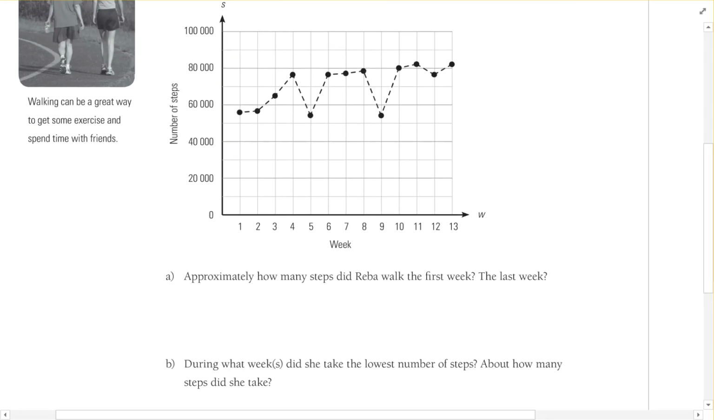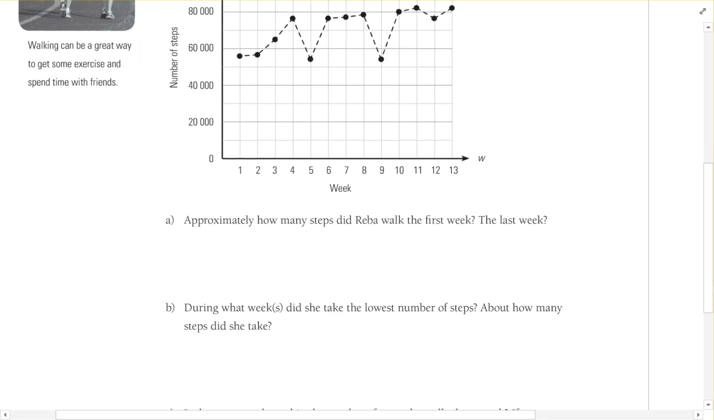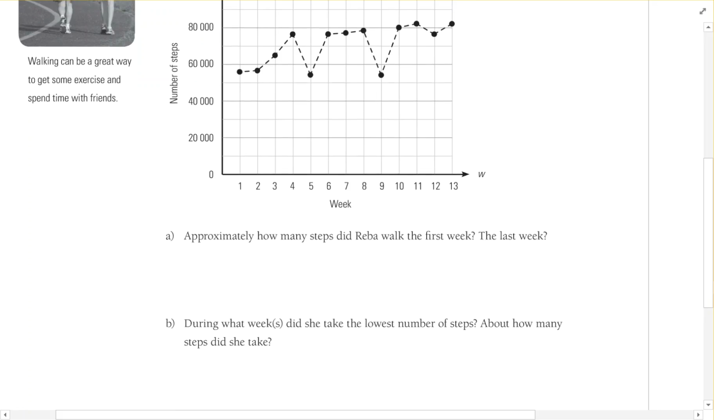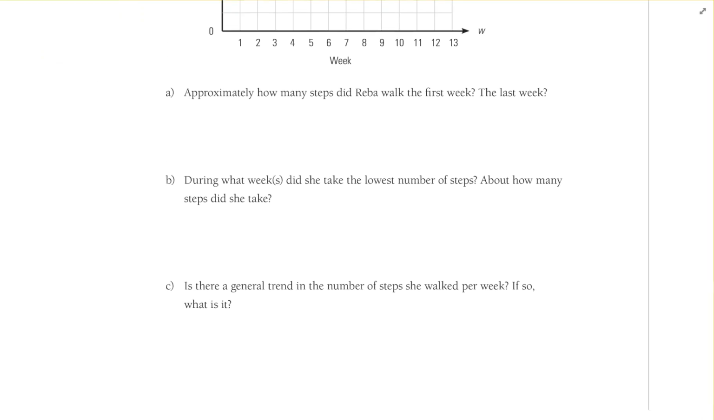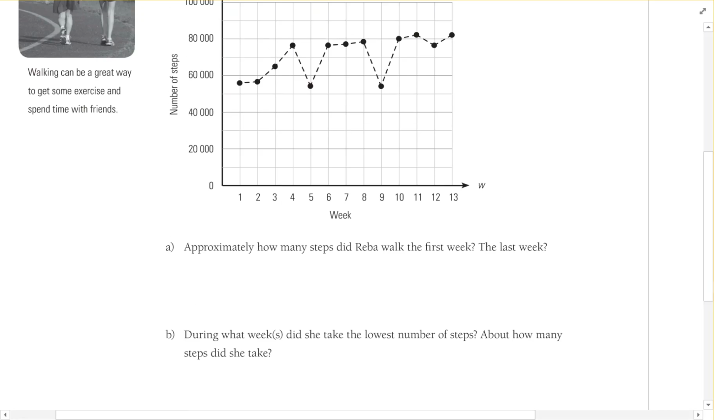All right, A, approximately how many steps did Reba walk the first week? And then how many did she walk the last week? All right, B, during what weeks did she take the lowest number of steps? About how many steps did she take? Is there a general trend in the number of steps she walked per week? If so, what's that general trend? So I'm going to leave that up to you guys too.